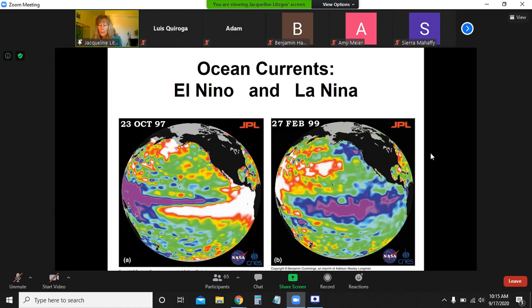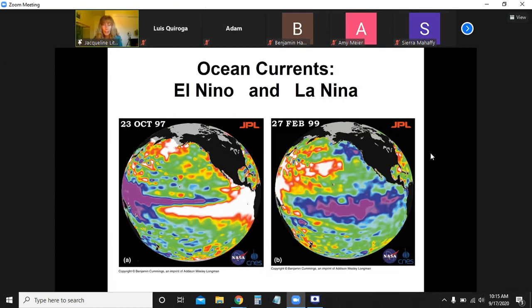Okay, so these opposite extremes. When you're looking at these figures, white and red is warm water, and purple and blue is cold water. Okay, and here's North America, Central America, and then South America there. So we're looking in the Pacific.